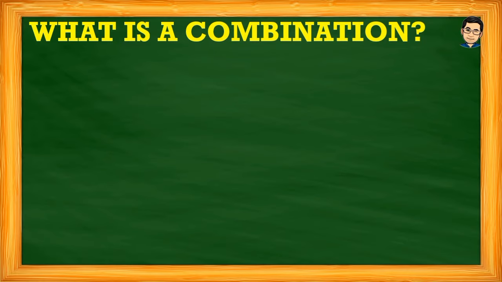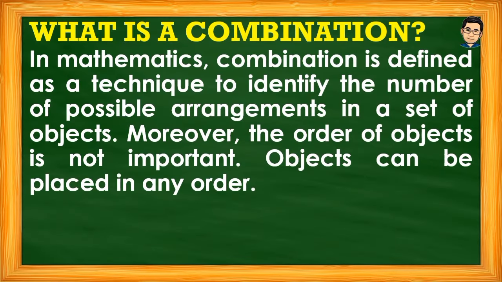Now, let us first define what is a combination. In mathematics, combination is defined as a technique to identify the number of possible arrangements in a set of objects. Moreover, the order of objects is not important. Objects can be placed in any order.